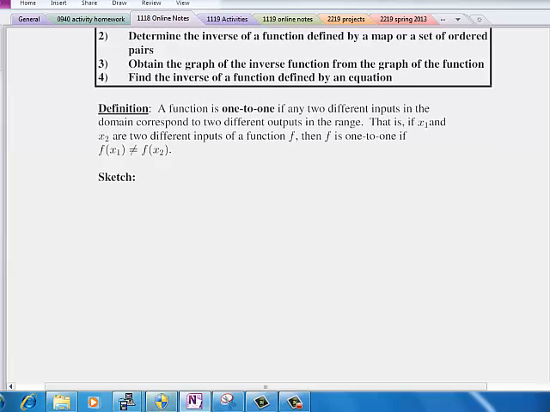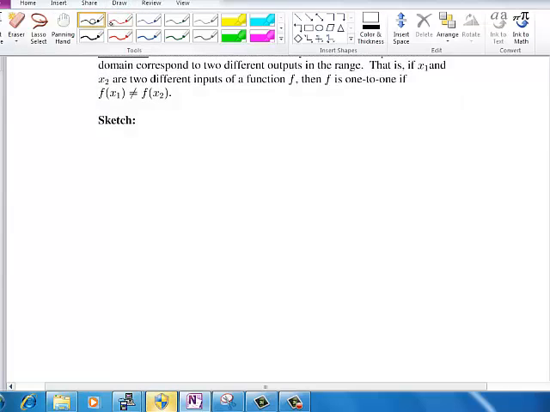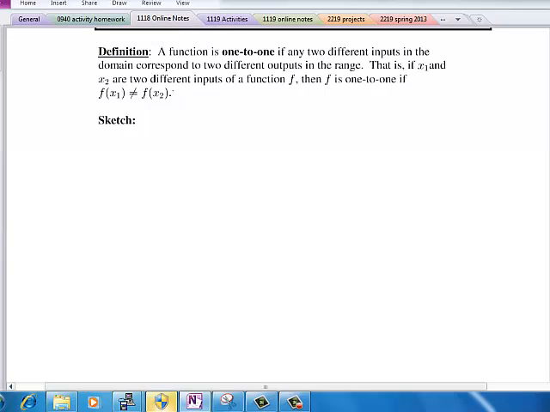We'll start with the definition of a one-to-one function. And the definition is this: a function is called one-to-one if any two different inputs in the domain correspond to two different outputs in the range. In other words, if x1 and x2 are different inputs of a function, f is one-to-one if f of x1 is different from f of x2. Let's say this another way.